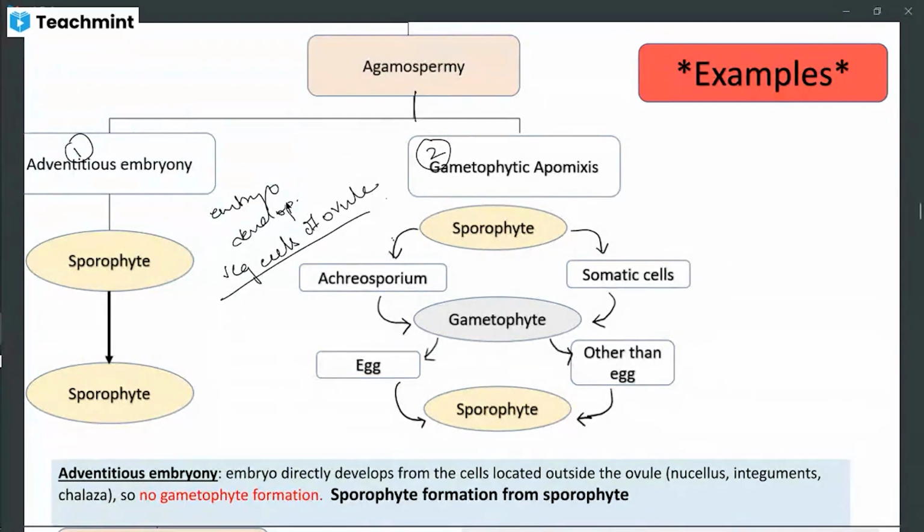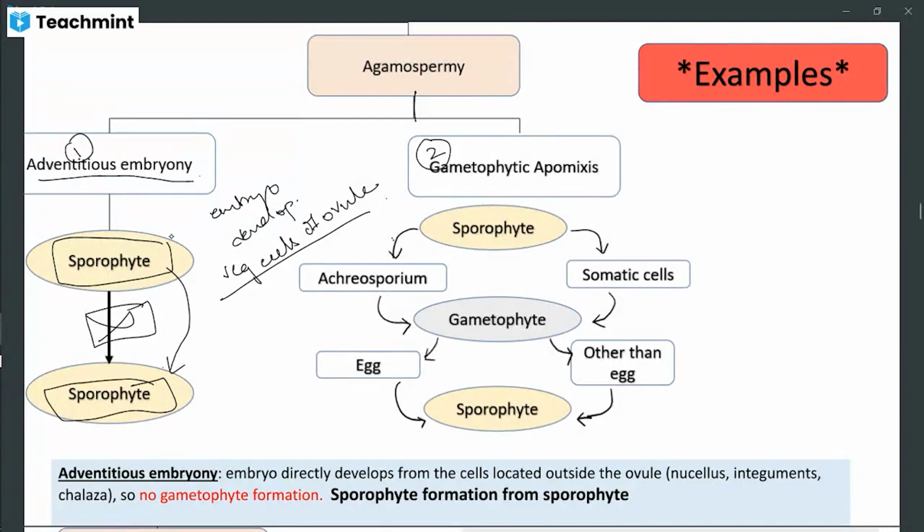Good. So this is partly correct, but the most important thing that you need to know is in case of adventitious embryony, there is a sporophyte and then it directly leads to the formation of another sporophyte without any intermediate gametophyte. You know that the sporophyte ploidy is diploid. So there is no haploid phase in case of adventitious embryony. So you need to remember it.